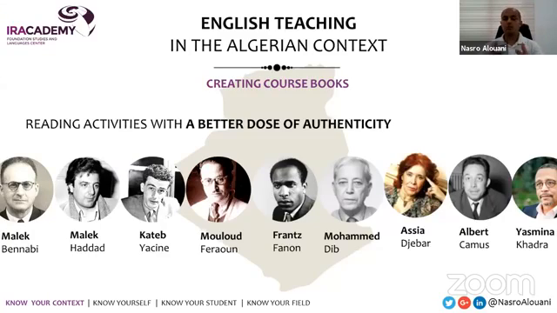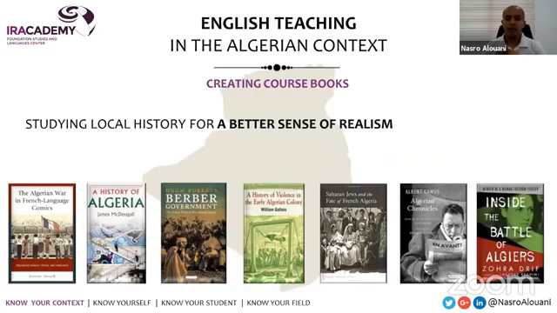So we need books that take some articles from a list of brilliant Algerian writers, so we would have a better dose of authenticity in our books. Of course, translation to English is never an issue. You can translate it to elementary English, starter English, advanced English, and you can have all that done. It's possible. Also, we need course books that help with studying local Algerian history, the history of some cities in Algeria, for a better sense of realism.